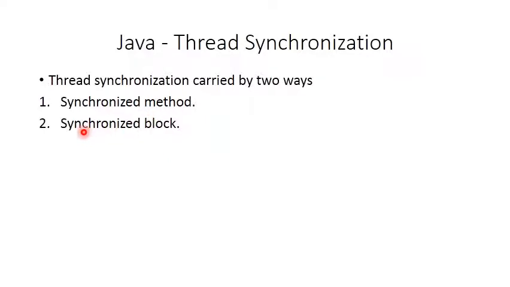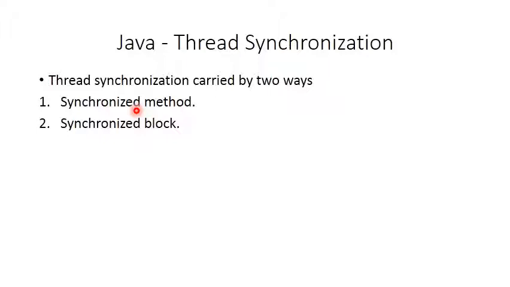So what is a synchronized method? A synchronized method is just a normal method, but we use the keyword synchronized just before the method name. So to make a method synchronized, we have to use the keyword synchronized before the method name. Once a method is declared as synchronized, only one thread will be able to access it at a time.